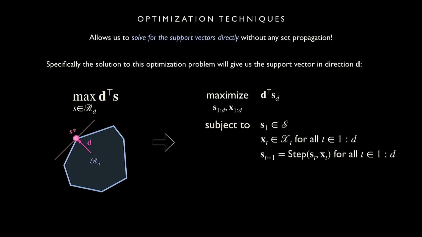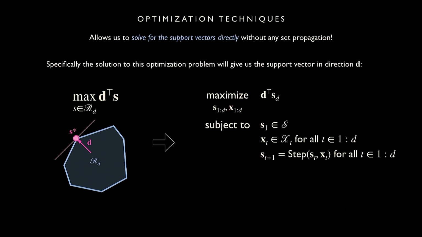All right, so this itself, we don't actually know how to solve, but it turns out we can convert this maximization problem to something that we can solve. And so the idea is we keep the same objective. So we're saying the states at time step d, so that's going to be the states in the reachable set at time step d, we want to maximize this direction vector dot product with that state.